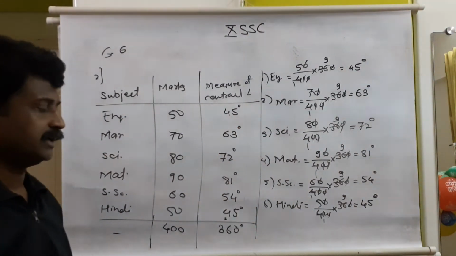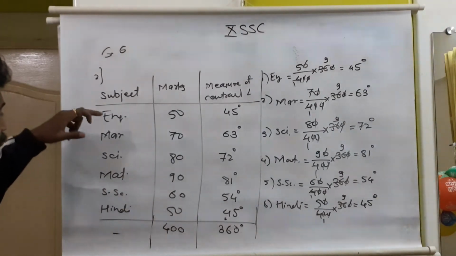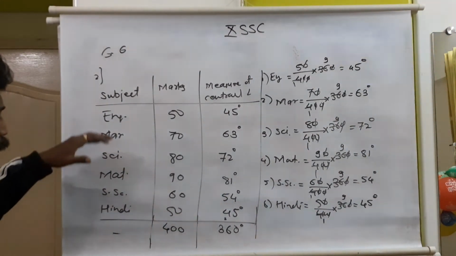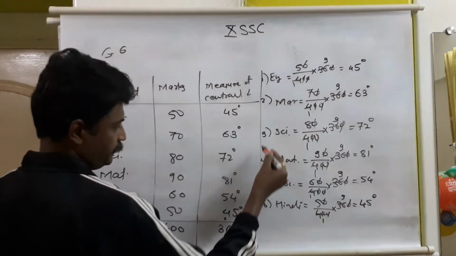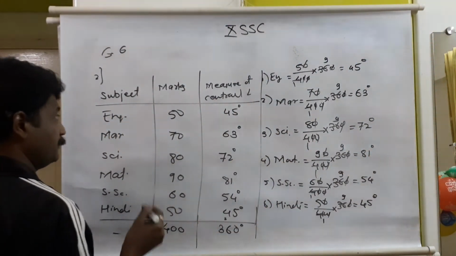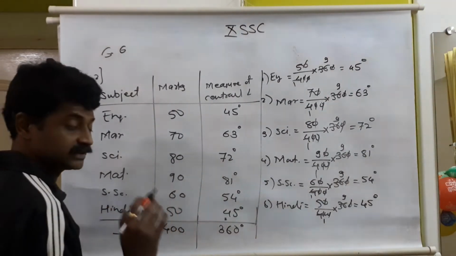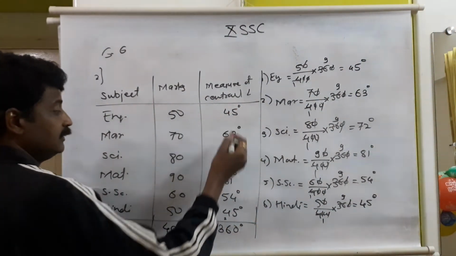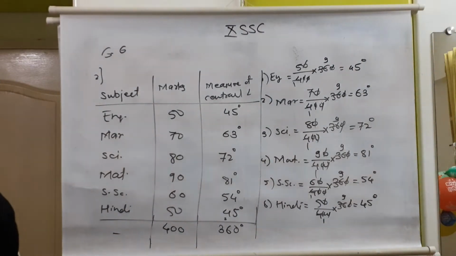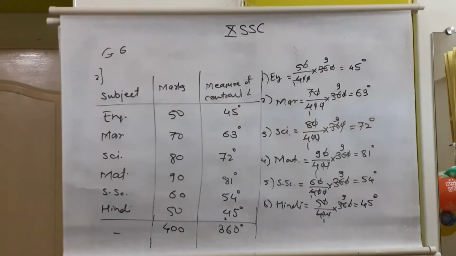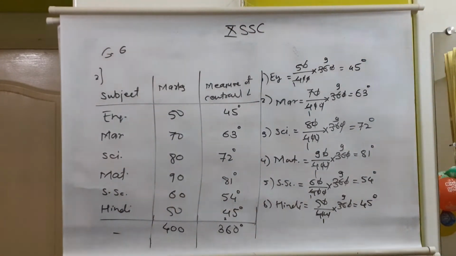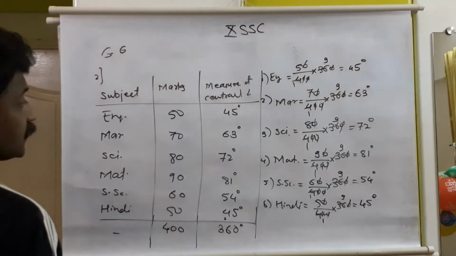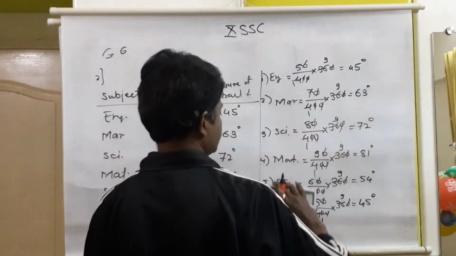So for maths it is 81 degree. Also, he scored very few marks in English and Hindi. So as compared to any other subject, for English and Hindi, the central angle should be small. 45, there is no other subject having less than 45. Also in English and Hindi the marks are the same, 50-50. So the central angle for subject English and subject Hindi should be the same, and it is the same here, 45 degree. So in this way we can cross check our calculations. Now with the help of this we are going to draw the pie diagram for 6.6 question number 2.